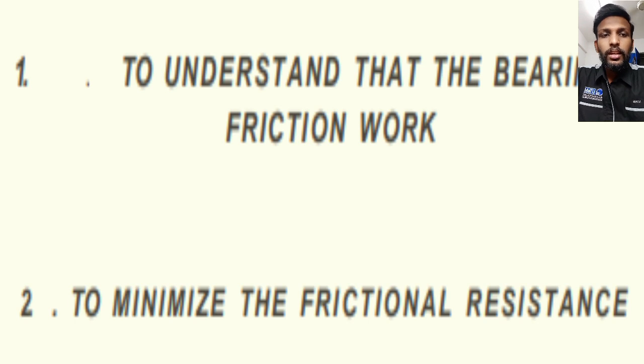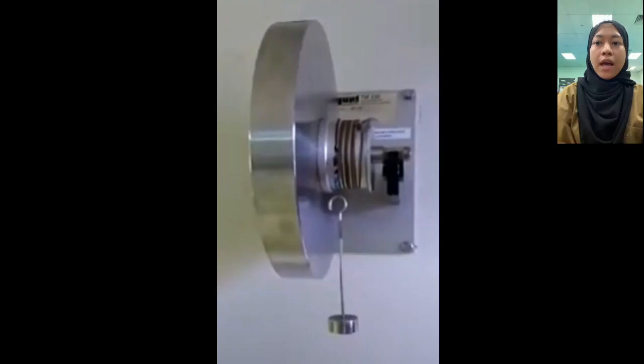Today I'm going to explain about our objective of the experiment. The first objective of our experiment is to understand how bearing friction works, and the second objective is to minimize the frictional resistance.